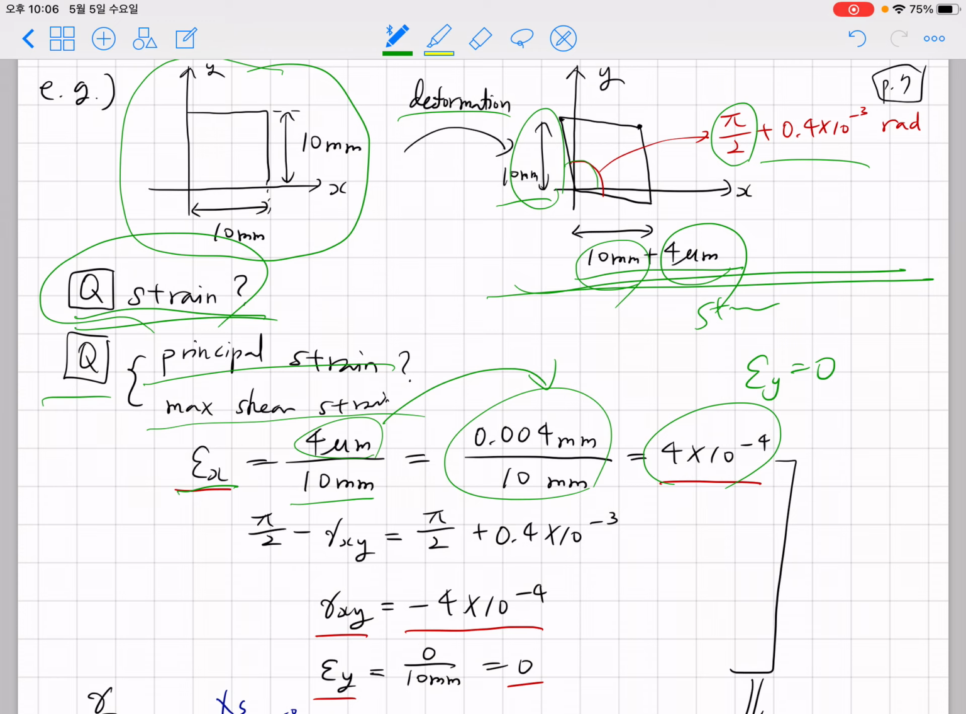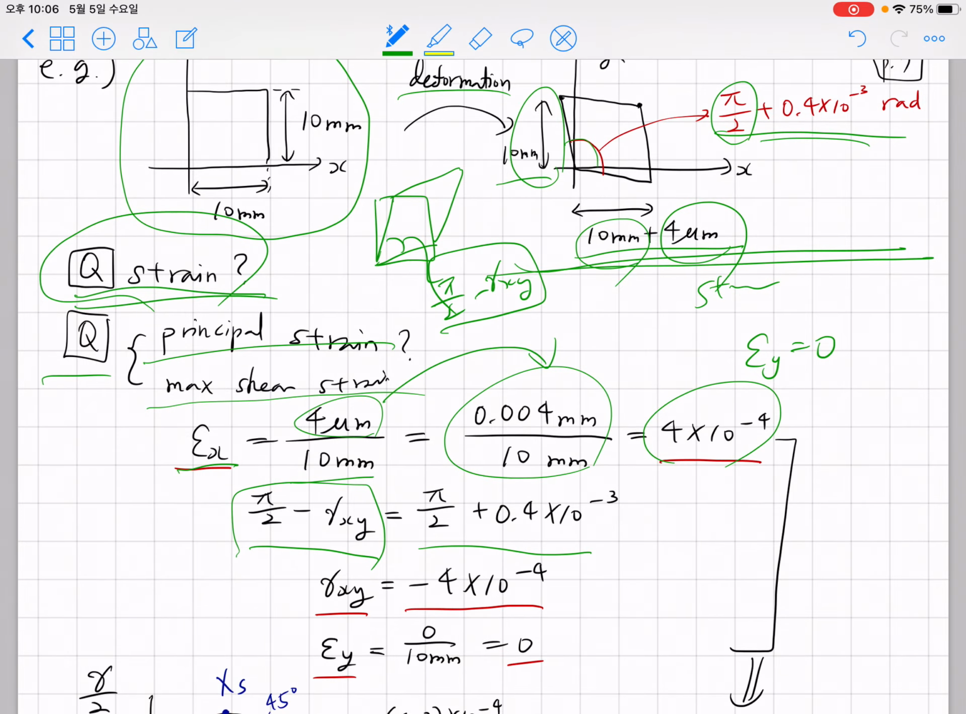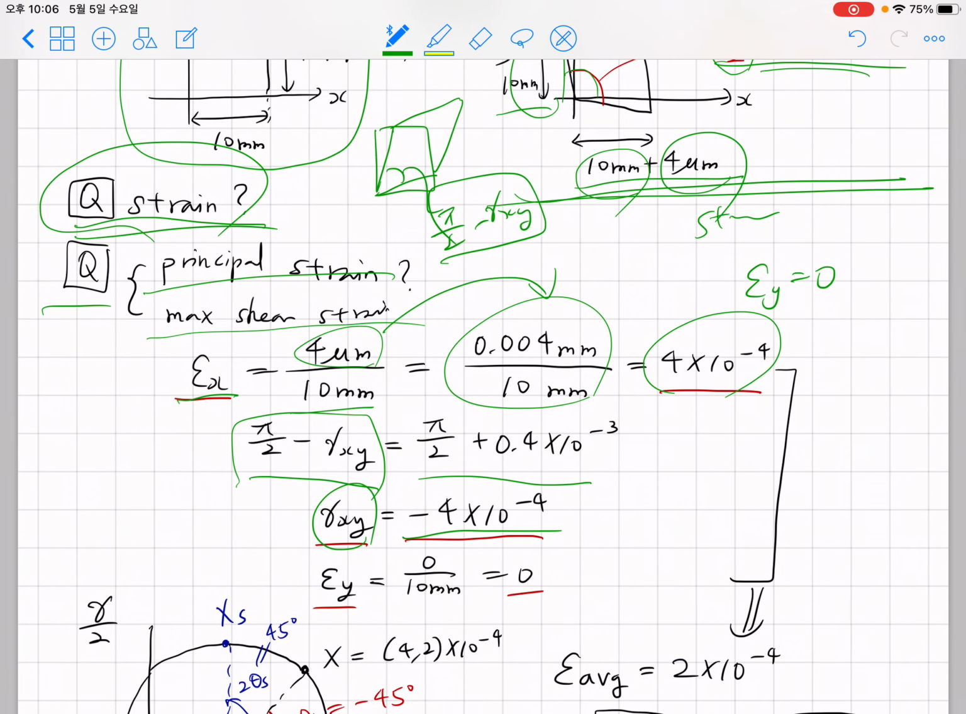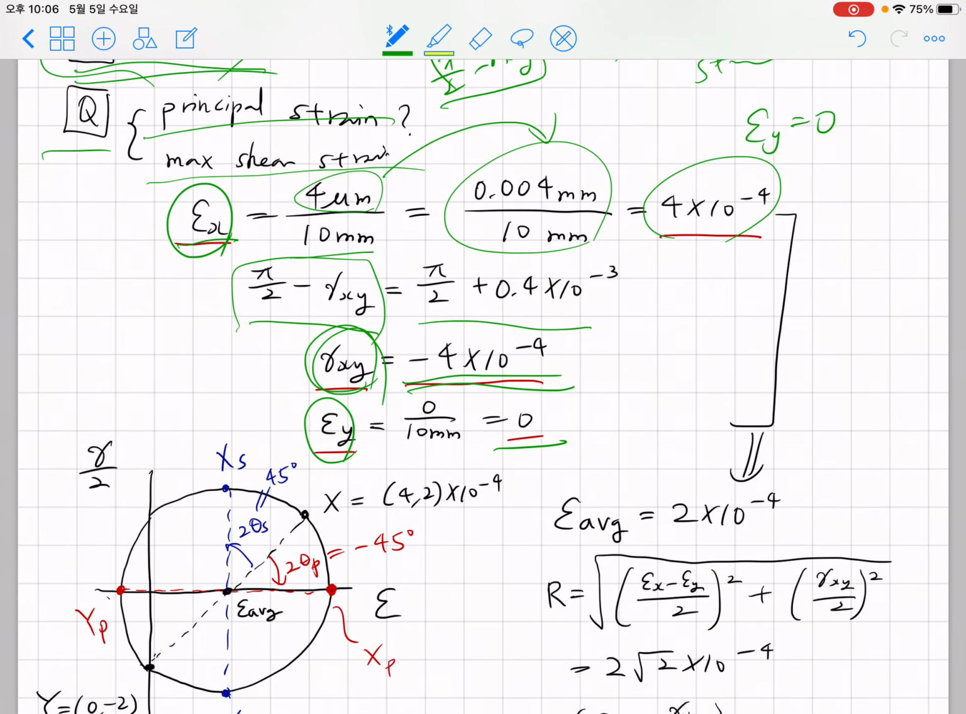Regarding gamma xy, it is typically defined as pi over 2 minus gamma xy, and this must be the same as pi over 2 plus 0.4 times 10 to the negative 3rd radian. So gamma xy is given as negative 4 times 10 to the negative 4, of course a dimensionless number. Okay, so after identifying epsilon x, epsilon y as 0, and gamma xy, which is negative 4 times 10 to the negative 4, we can construct the Mohr circle.